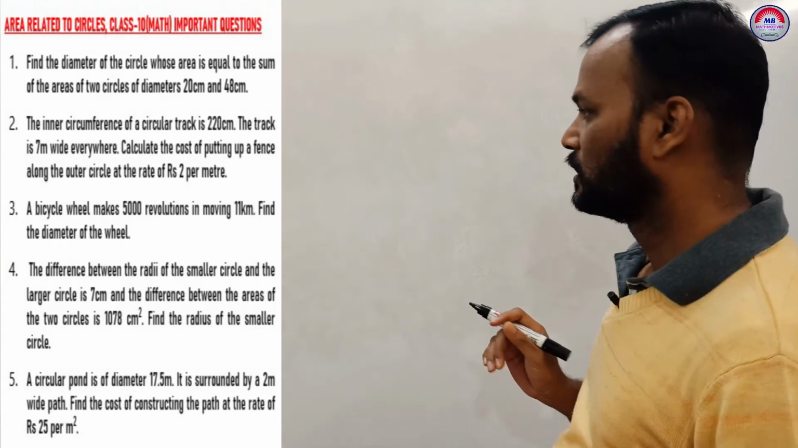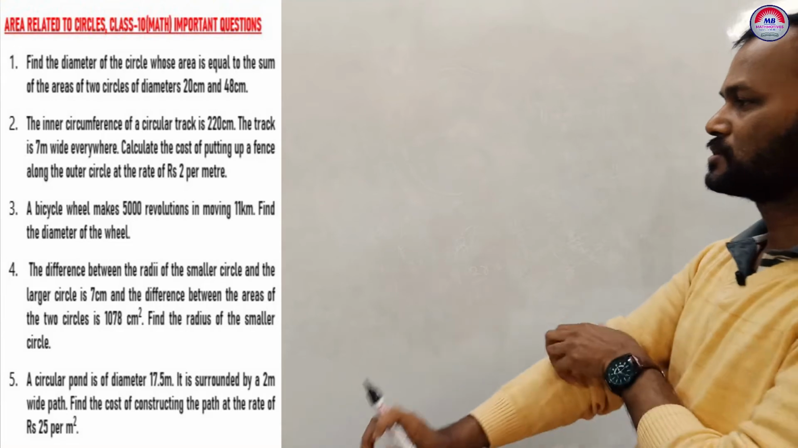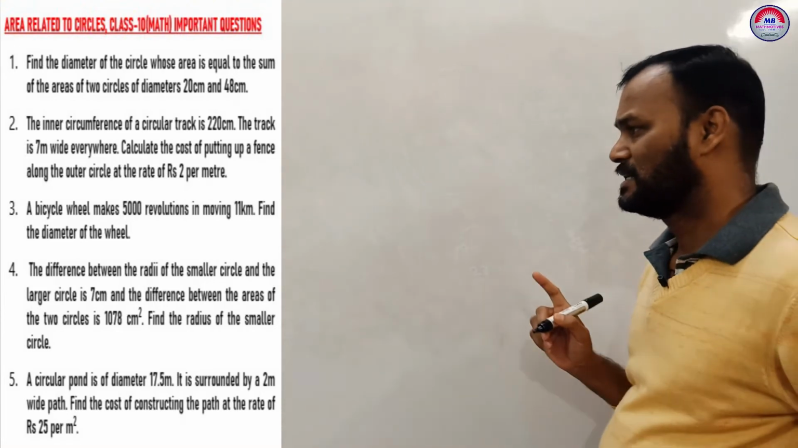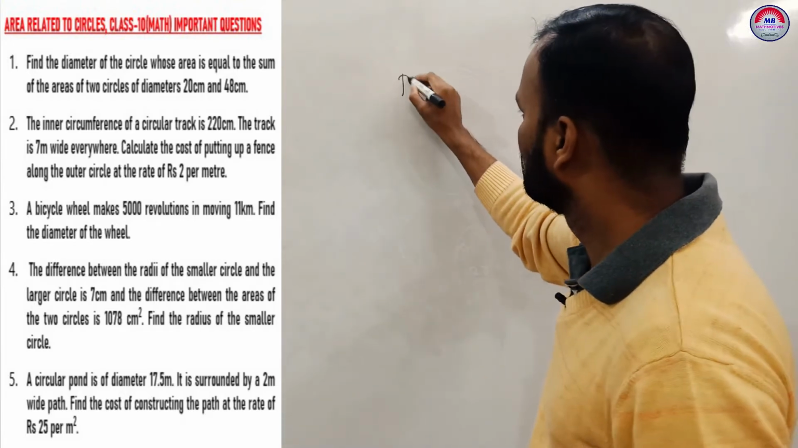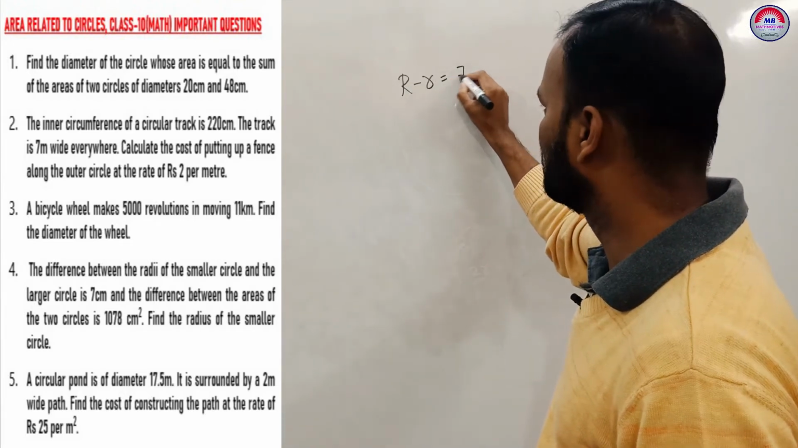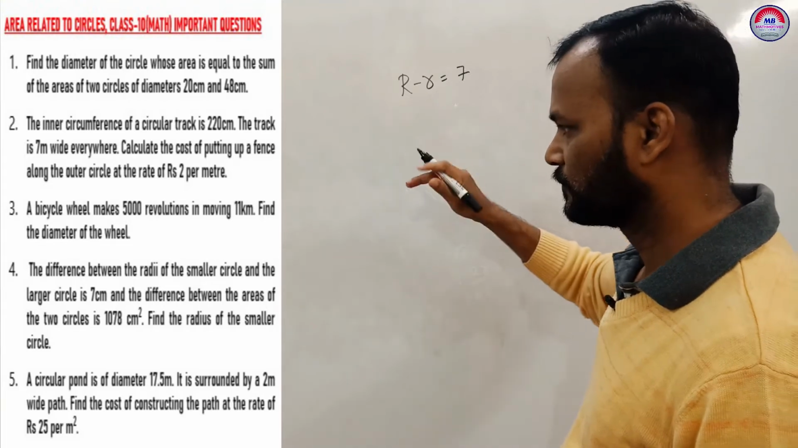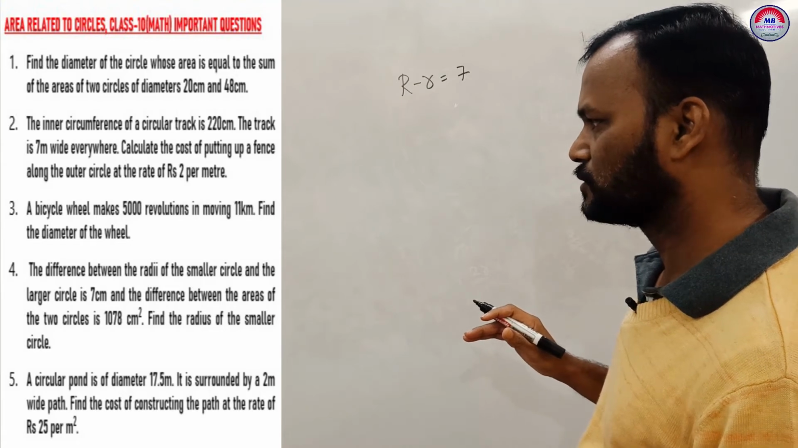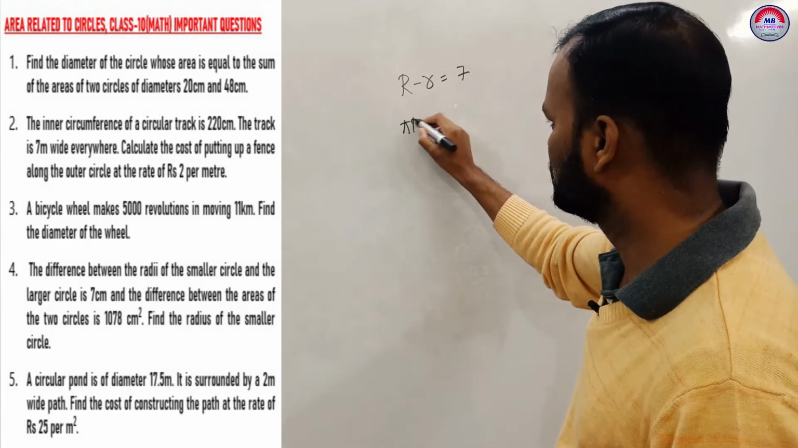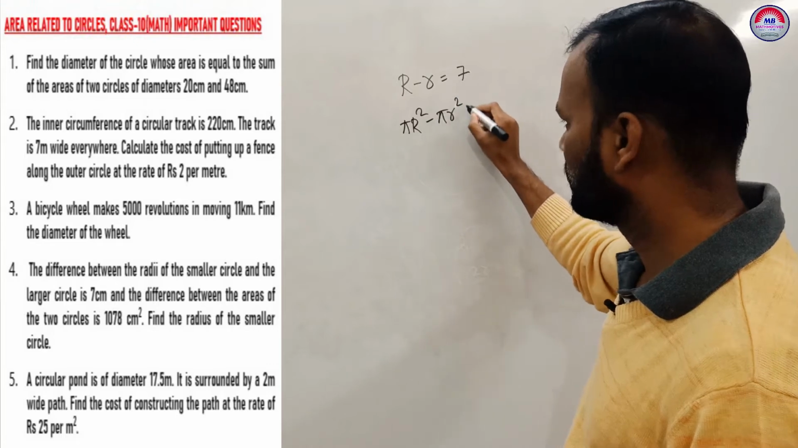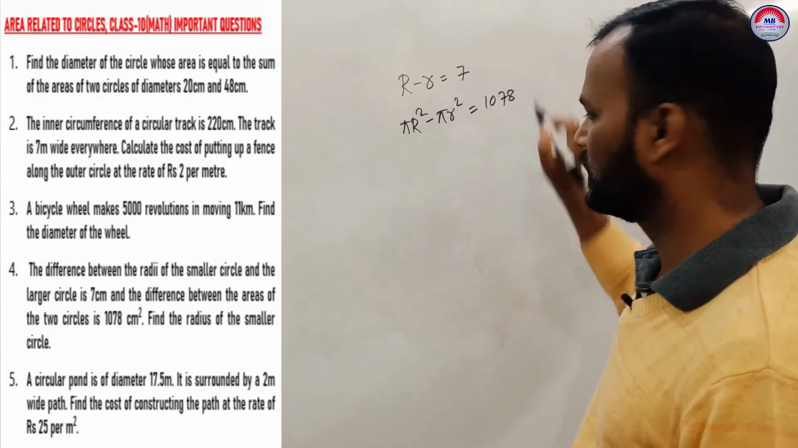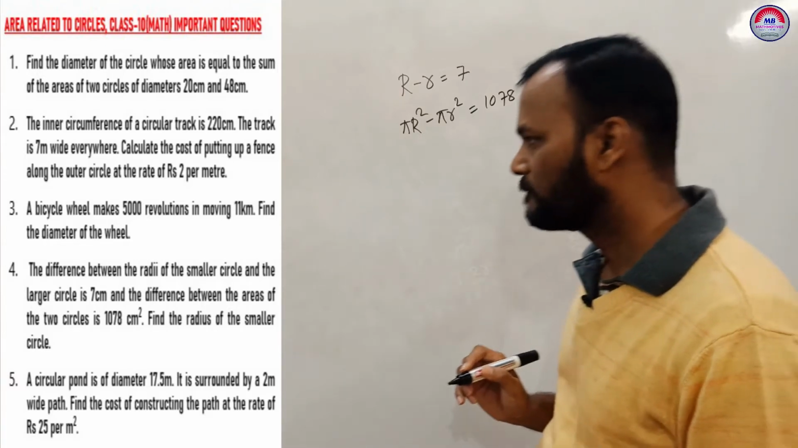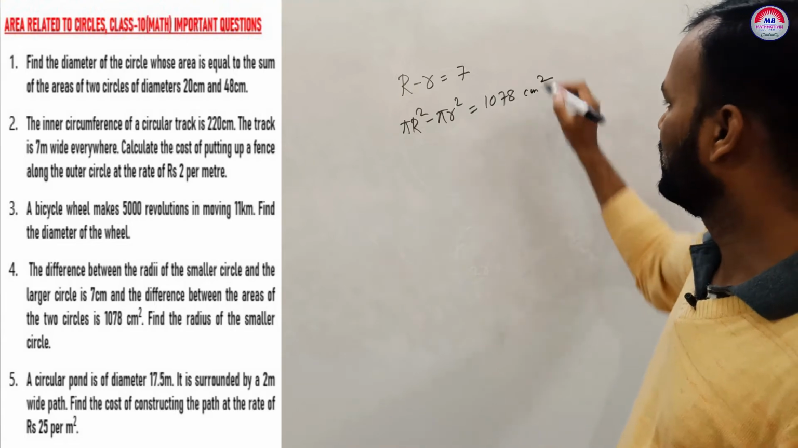Next question. The difference between the radii of the smaller circle and the larger circle is 7 centimeter. Radius difference given 7. And the difference between the areas of the two circles is 1078 square centimeter. It is square centimeter. Find the radius of the smaller circle. We have to find r.